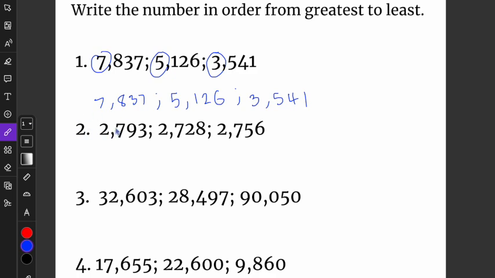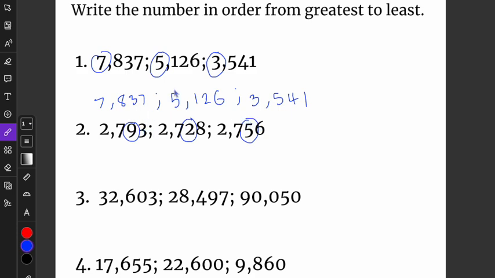Let's move on to number 2. We have 2,793, 2,728, and 2,756. When we compare their thousands place, we can tell that they're the same. And the same goes for the hundreds place. So we have to actually move on to the tens place. The tens place of the first number is 9, the second is 2, and the third is 5.